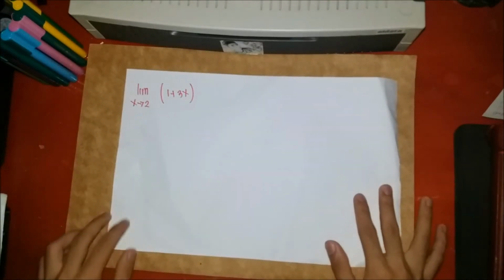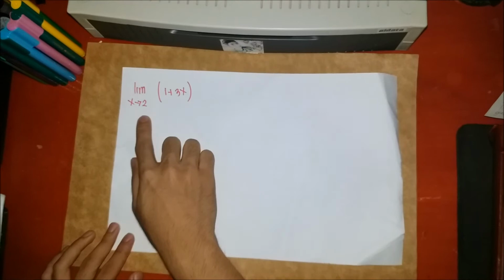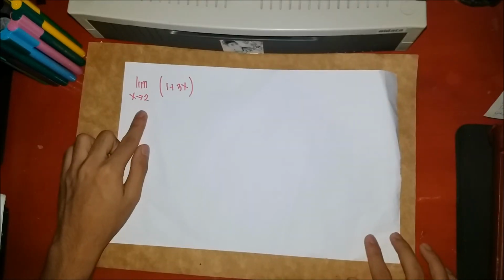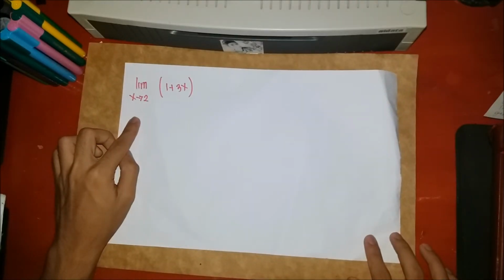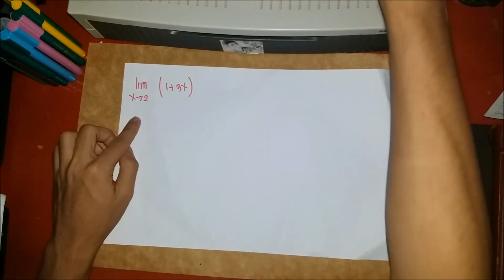If you are given this kind of function, the limit of 1 plus 3x as x approaches 2, we know we'll approach it from the left and from the right. So let's start with the left-hand limit.